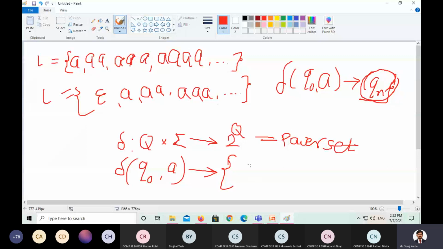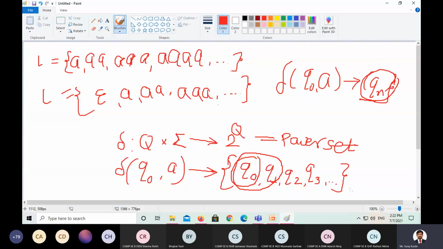Here, what happens? Here it may be Q naught, Q1, Q2, then Q3, and so on. It may be any number of states. It may be a single state, Q naught. It may be 2 states, Q naught and Q1. It may have 4 next states. So it is a new state. When this type of transition is there, for the current state and current input, it may have more than one next state.